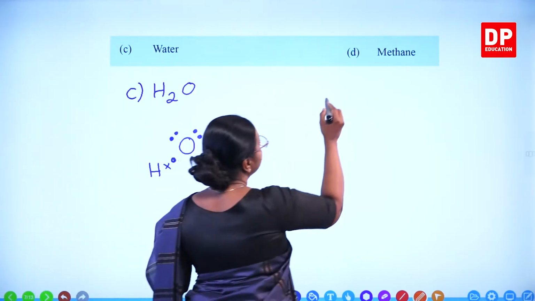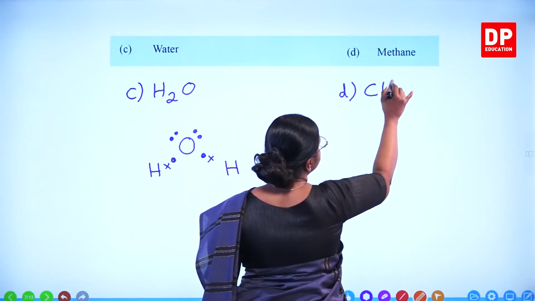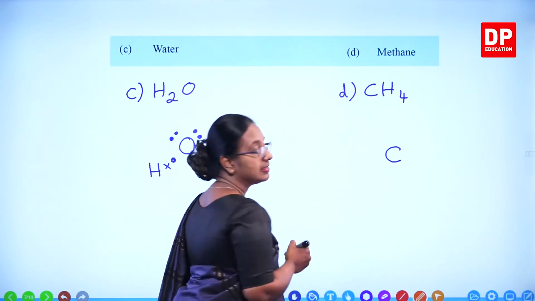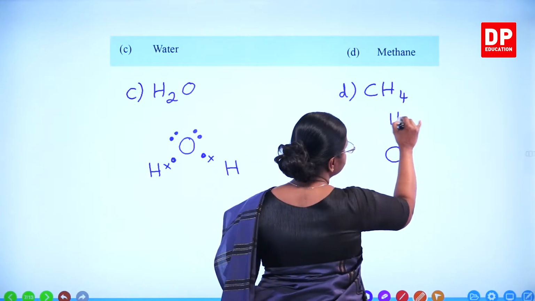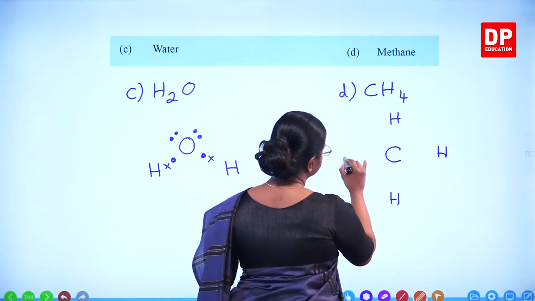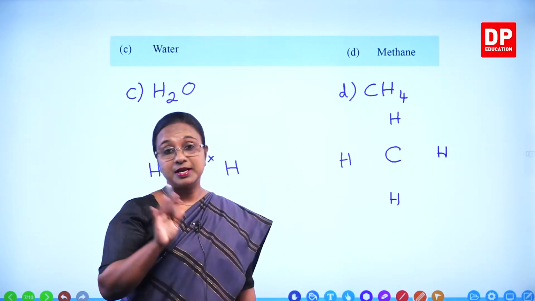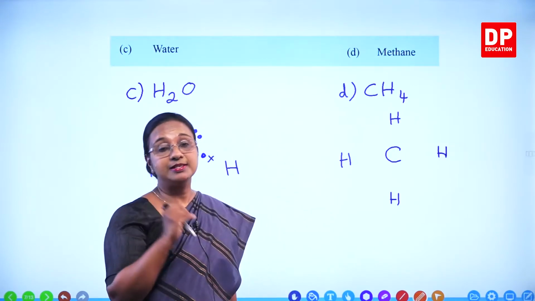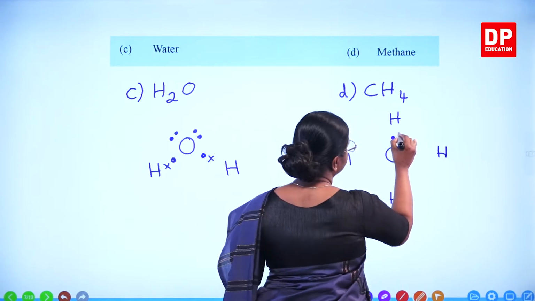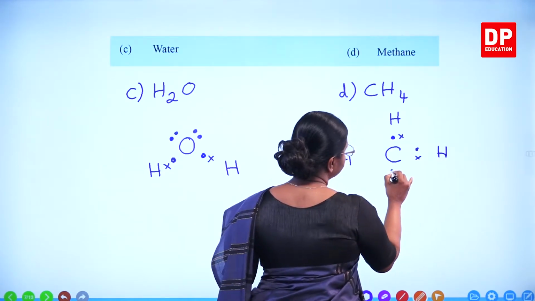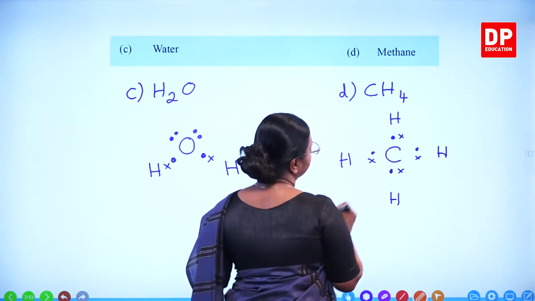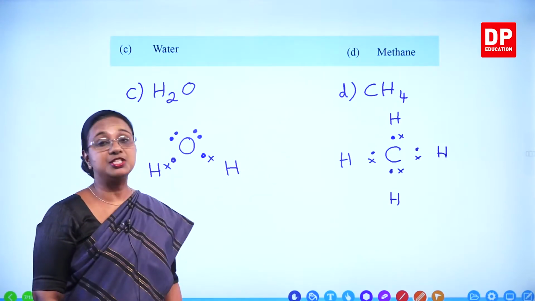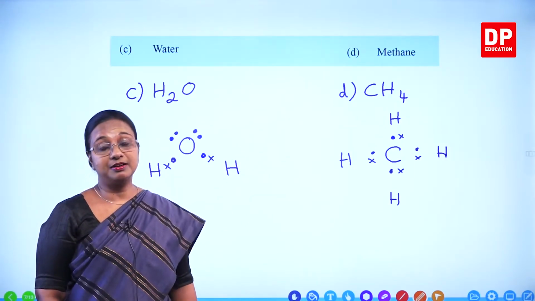Then we have methane. That is CH4. So there the central atom is C. And there are 4 hydrogens. And the valency of carbon is 4. So it has to form 4 single bonds. Hydrogen anyway forms 1 single bond. So we use dot and cross, dot cross, dot cross, dot cross. So that is the methane molecule. 4 CH single bonds. Is that clear to you all students?